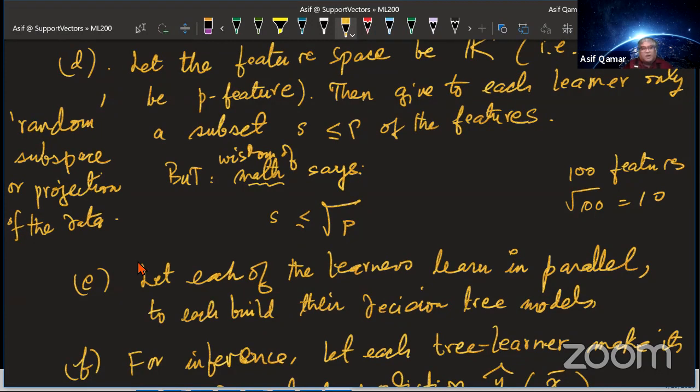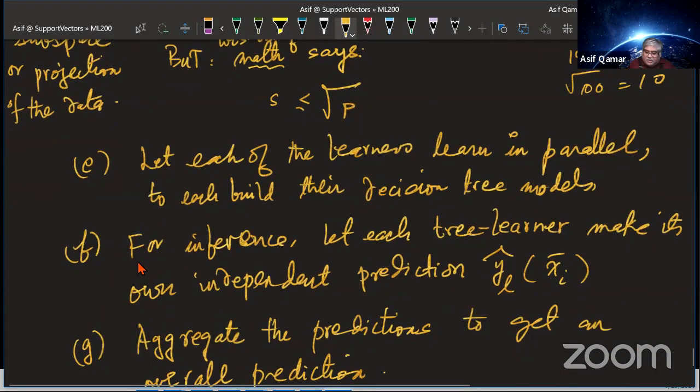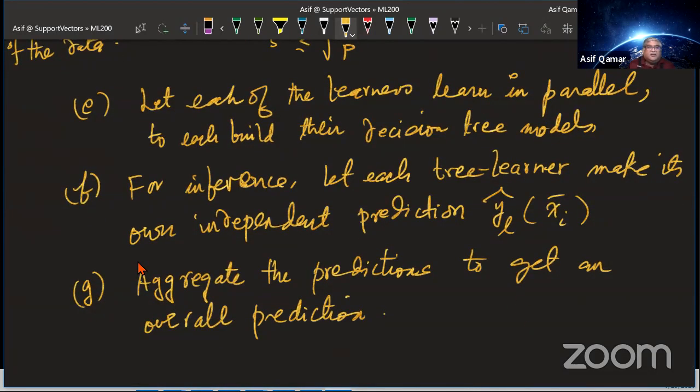Now, all of these learners, there's no reason they need to wait on each other. So they can all learn in parallel. In fact, they better learn in parallel. The more unaware each is of the other, the better. You don't want them to get correlated. And finally, you draw an inference.